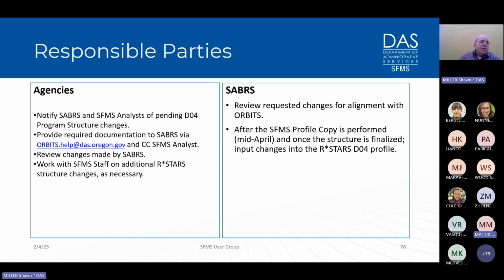So agencies, complete the form, send it in, copy your SFMS analyst. Once we, Sabres, make the DO4 program code changes in the system, you want to look at that and see if it matches what you were expecting. And then any additional changes, work with SFMS on that.